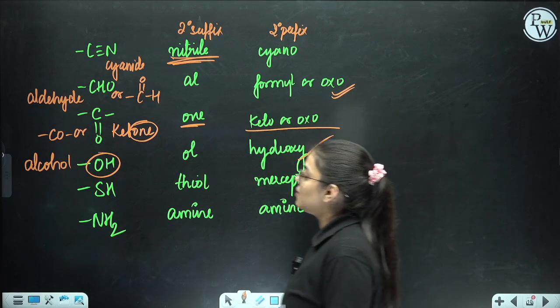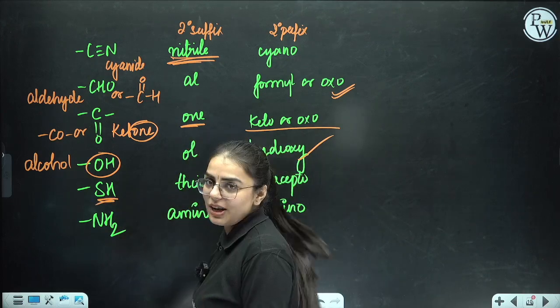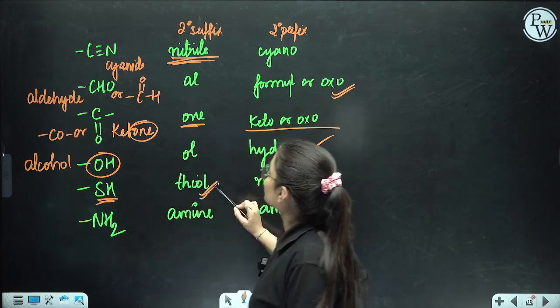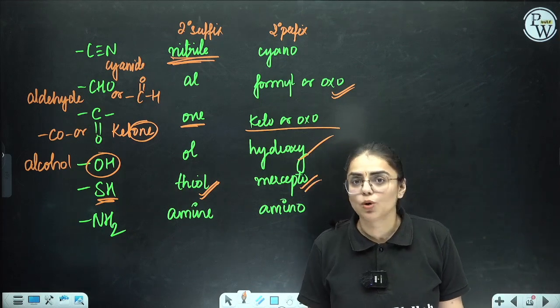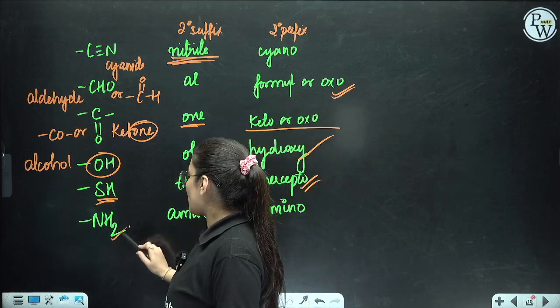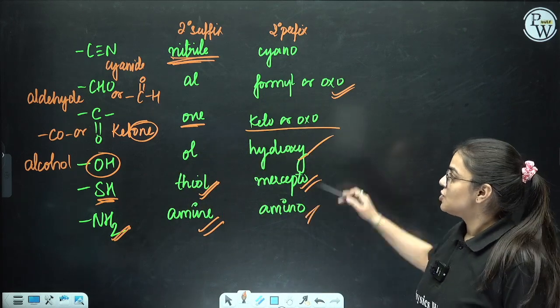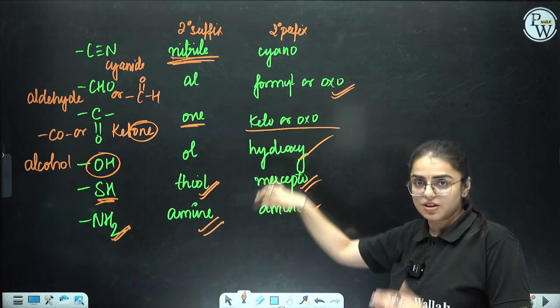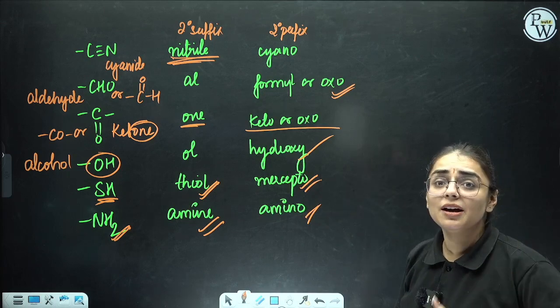Coming to the next part, if we have SH over here. So this is thioalcohol basically, and the secondary suffix will be thiol, and in the form of a prefix it will be written as mercapto. Coming here, NH2, if NH2 is present, the secondary suffix is amine, and the prefix is amino. This is followed by the next page only. So this is the seniority order that you should remember, everybody.